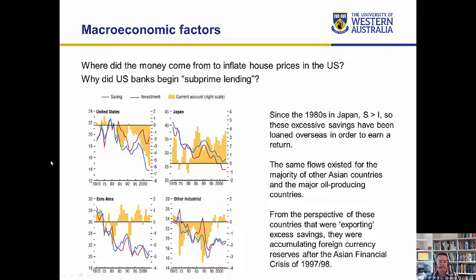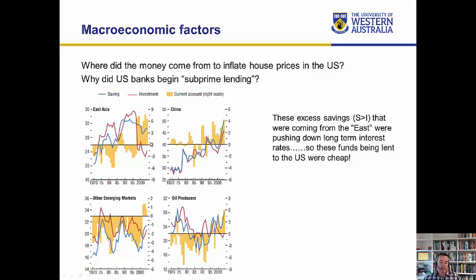So where did the savings come from, the foreign savings that flowed into America? Well, it came from Japan, savings greater than investment. It also came from East Asia, China, other emerging markets in the mid to late 2000s, and it came from the oil producing countries as well. All of these countries had savings greater than investment, and so this money was actually moving from the east into the west.